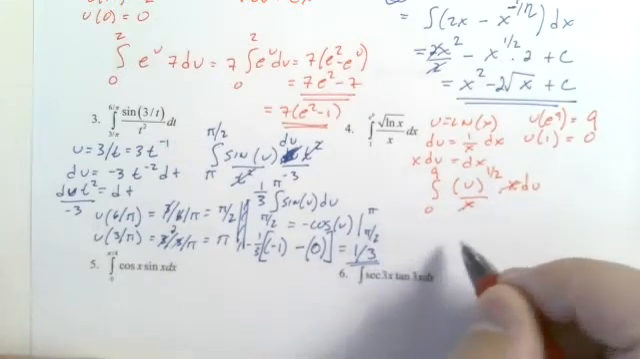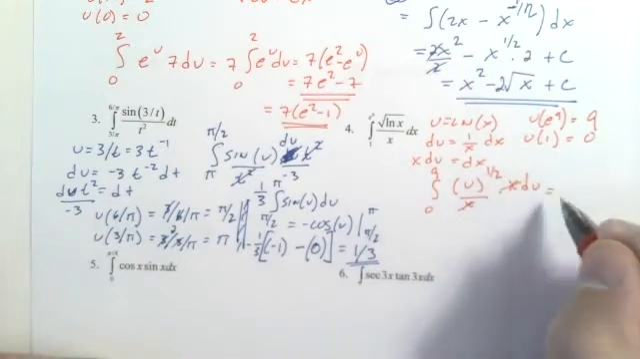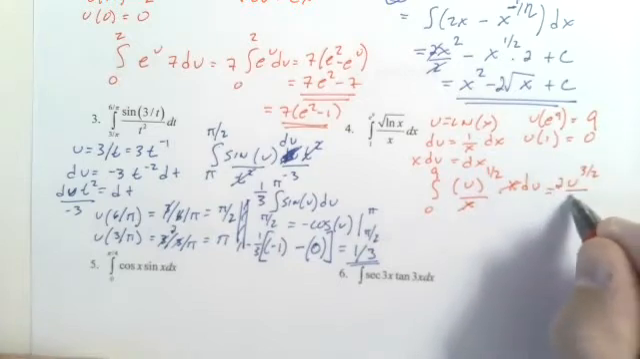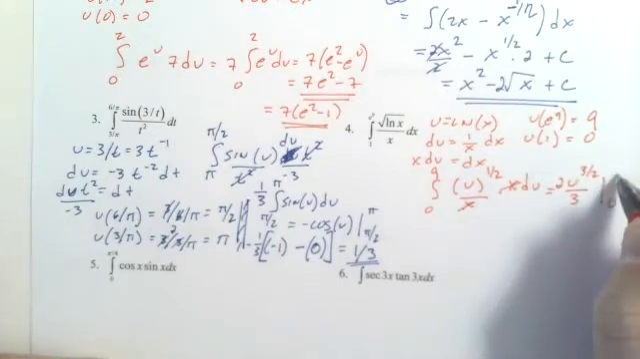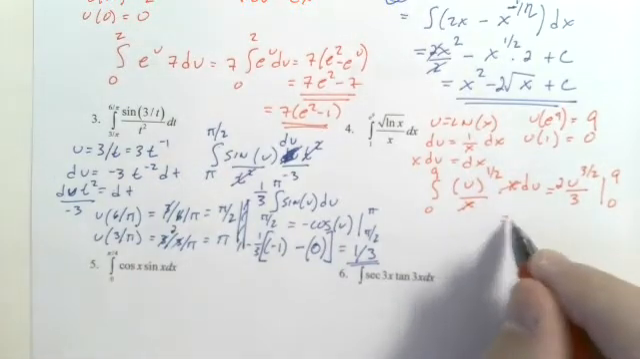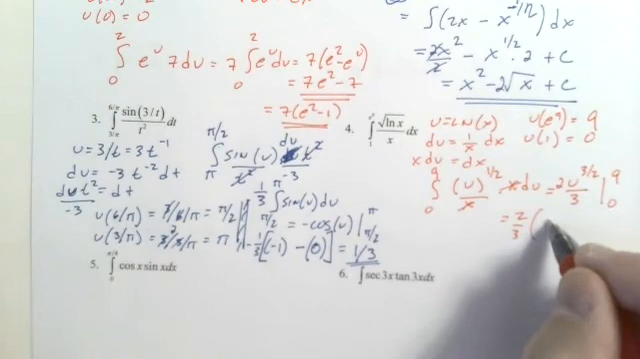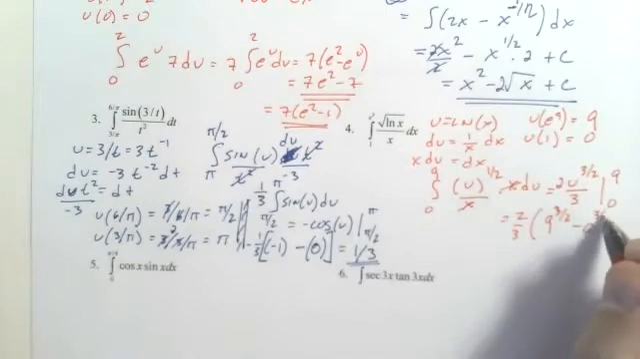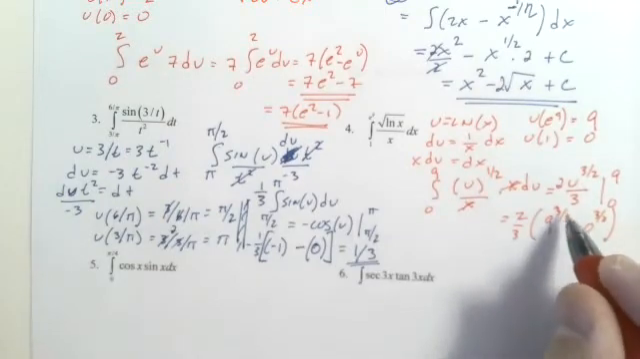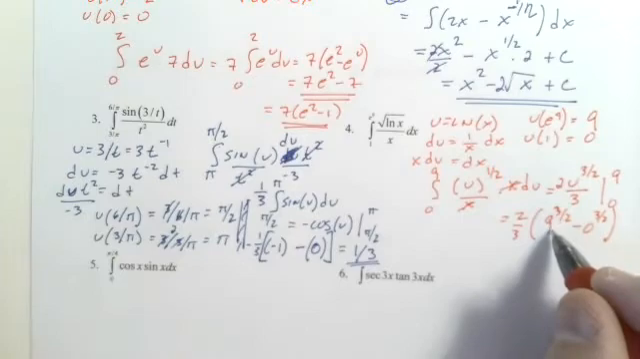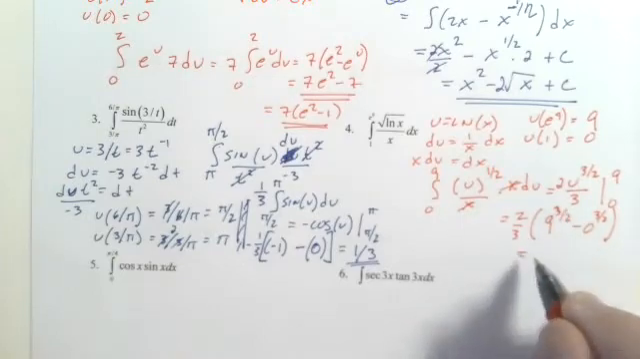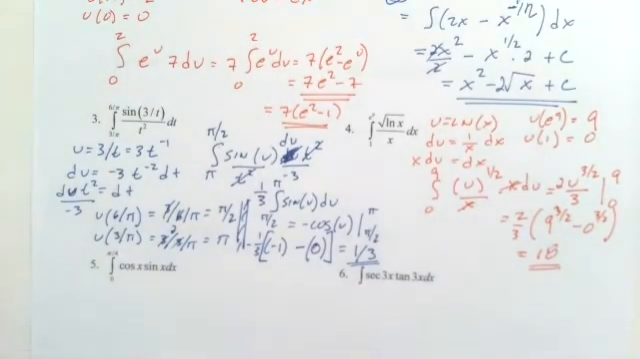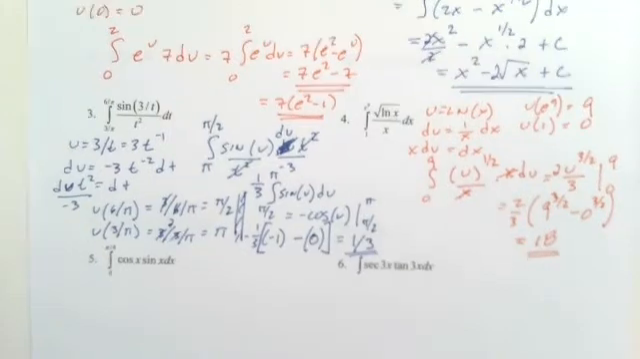Cancel, cancel. Integrate, add 1 to 1/2. U to the 3/2 over 3/2, also known as times 2/3, from 0 to 9 equals 2/3 times 9 to the 3/2 minus 0 to the 3/2. Square root of 9 is 3, to the 3rd is 27, divided by 3 is 9. We should get 18. Remember, when you're done, you should be checking all these to see if you get the same answer on your calculator with nint.